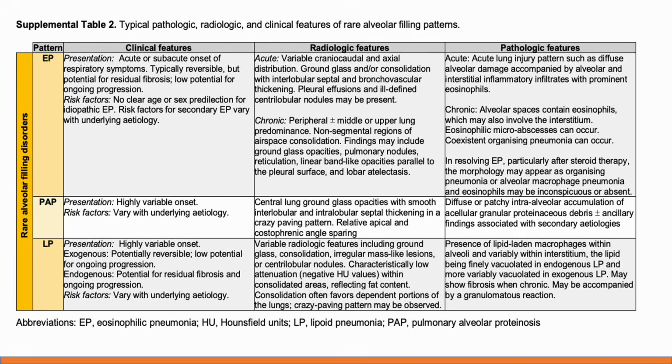This is a beautiful table of some rare alveolar filling disorders. These include eosinophilic pneumonia, the pattern in pulmonary alveolar proteinosis, and LP or lipoid pneumonia. So, lipoid pneumonia, pulmonary alveolar proteinosis, and eosinophilic pneumonia.